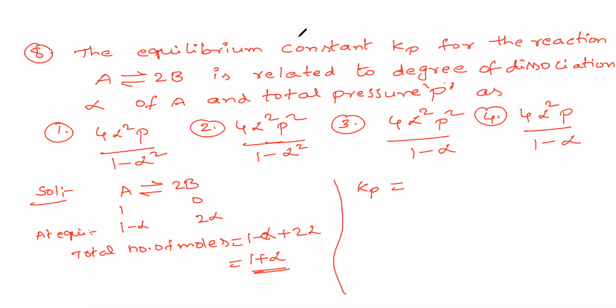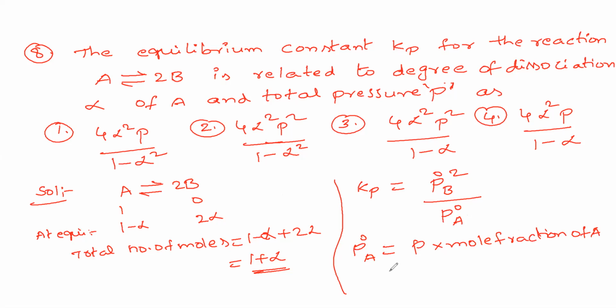Afterwards we go for Kp. Kp for this reaction is the partial pressure of B squared by the partial pressure of A. Now the question is how to find the partial pressure of B and the partial pressure of A. So I'm writing the partial pressure of A, P naught A, which is equal to total pressure into the mole fraction of A.